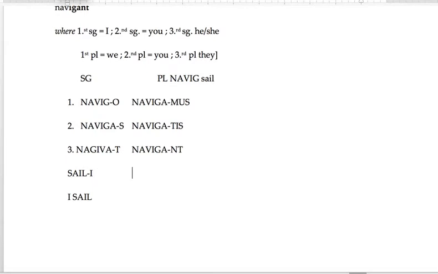Navigamos also begins with the stem sail, but has the ending meaning we on it. So not sail we, but we sail. And then you should be able to do the same for these: sail you plural, sails he or she, and sail they.